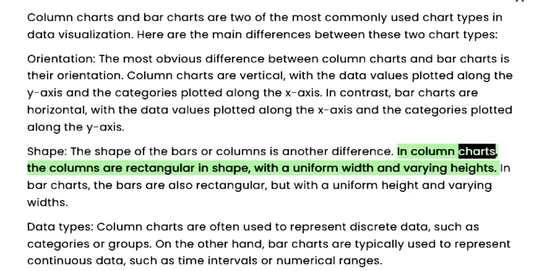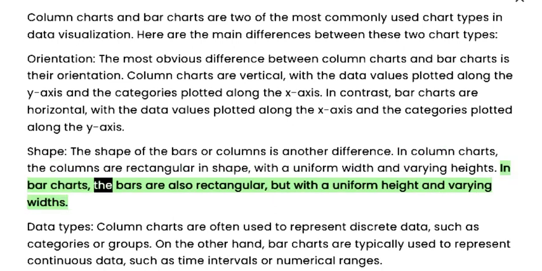In column charts, the columns are rectangular in shape, with a uniform width and varying heights. In bar charts, the bars are also rectangular, but with a uniform height and varying widths.